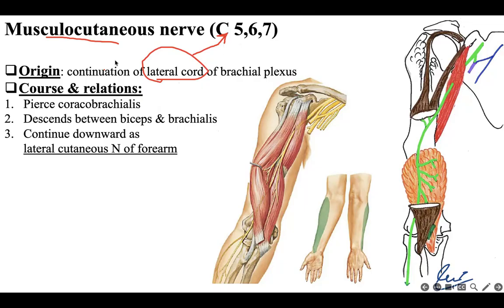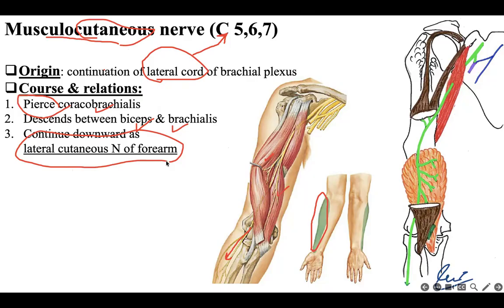This nerve supplies three muscles: biceps, brachialis and coracobrachialis. This nerve is very important, piercing the coracobrachialis. Which muscle is pierced by the musculocutaneous? It will be coracobrachialis. After that, you can see this nerve between the biceps and the brachialis. Then it will continue in the lateral side of the forearm and supply the skin of the lateral side of the forearm, so it is named here cutaneous. It will continue in the forearm as the lateral cutaneous nerve of the forearm.